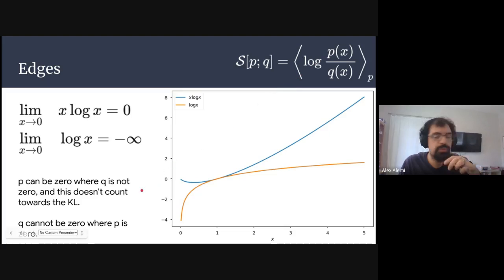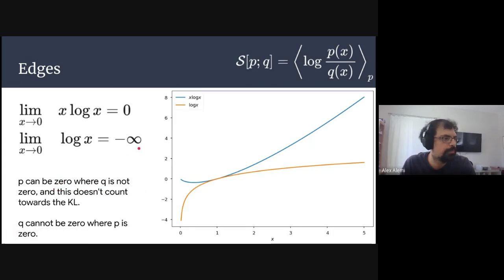But if Q was 0 someplace P wasn't, that's sort of a problem, right? The formula blows up. But this makes sense too. If New Jersey produced blue M&Ms and Ohio didn't, and we saw a blue M&M, then we can be dead to rights sure it wasn't Ohio. And that's what's happening here.